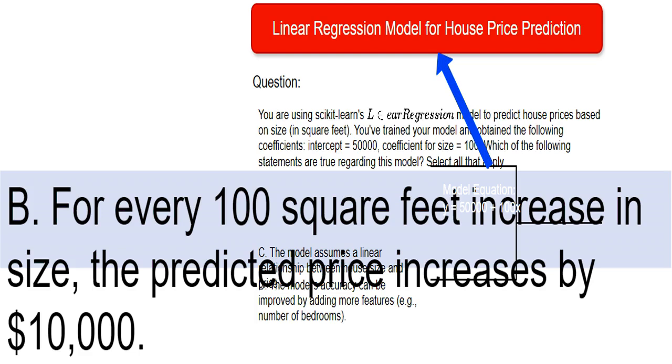Let's check this. The coefficient is 100. This means that for every 1 square foot increase, the price goes up by $100. So, for a 100 square foot increase, the price increases by $10,000. 100 * $100, the statement is correct.